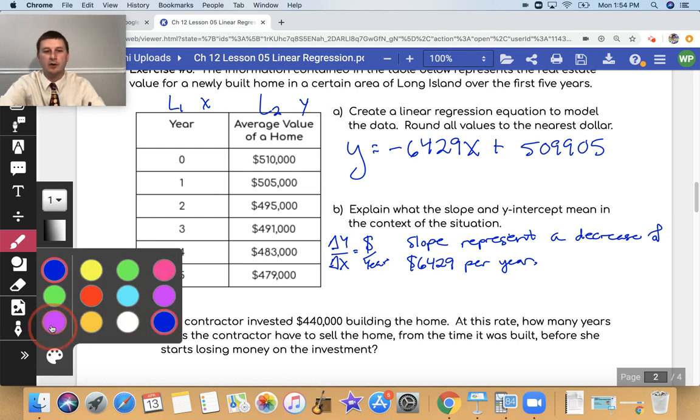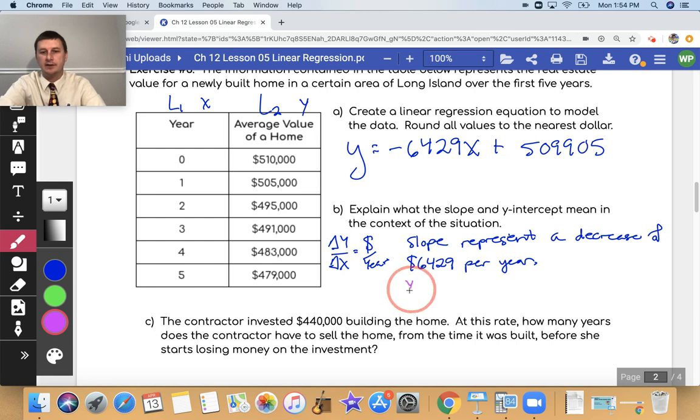So our y-intercept, on the other hand, is going to be this number, 509,000. So the y-intercept represents the initial value. Our y-intercept always represents the beginning value, the starting value, the initial value of the home when it was built.